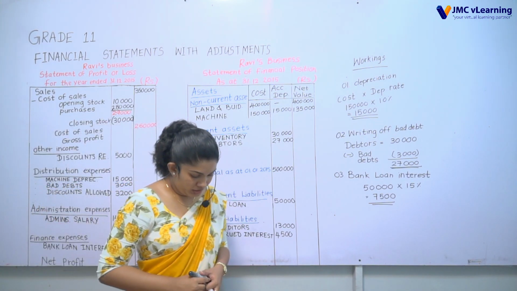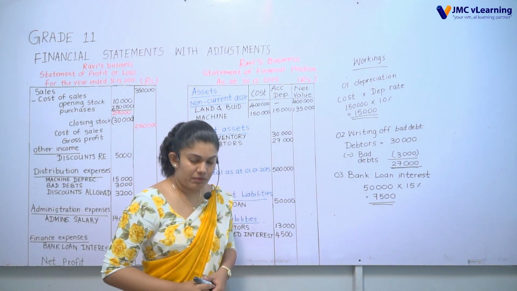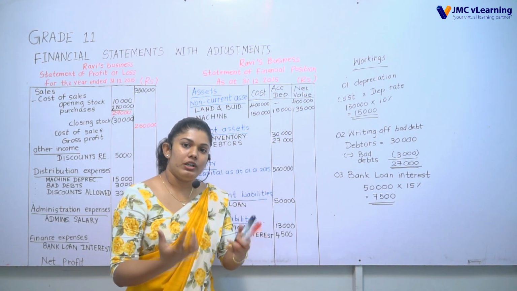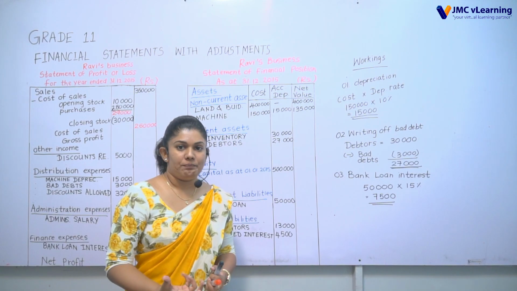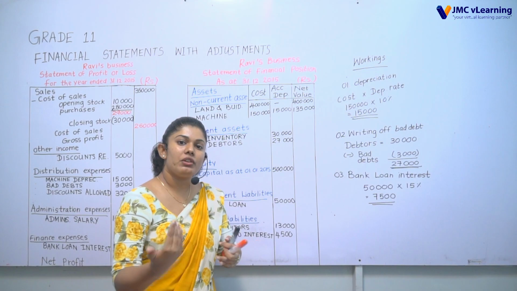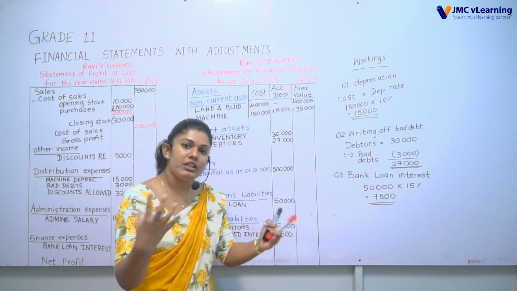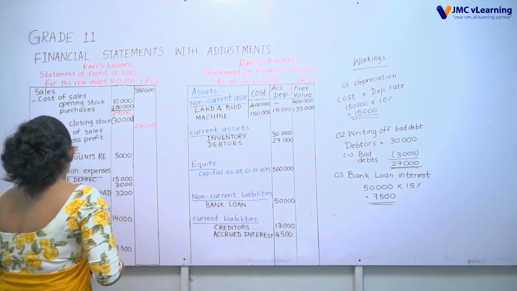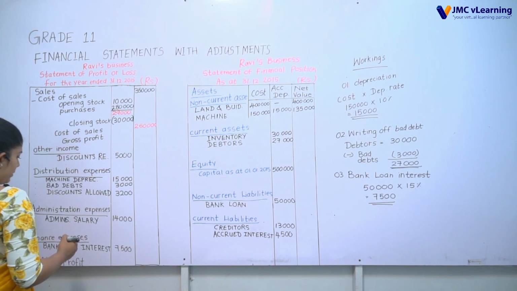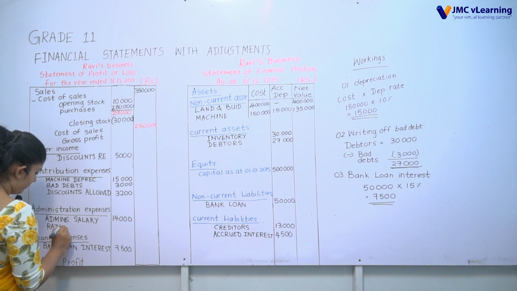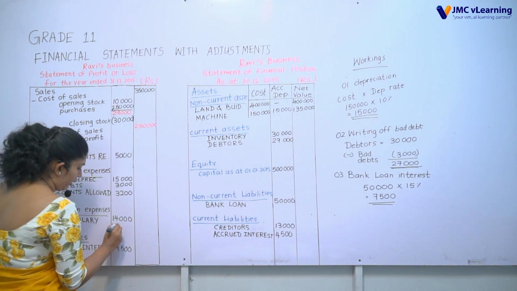Next, rates. Rates means the amount we pay to the councils for our geographical location. That means if we are living in an urban area, we will have to pay rates for living in that particular area. Rates 8,000. Rates we can consider as an administrative expense. Therefore, rates 8,000.